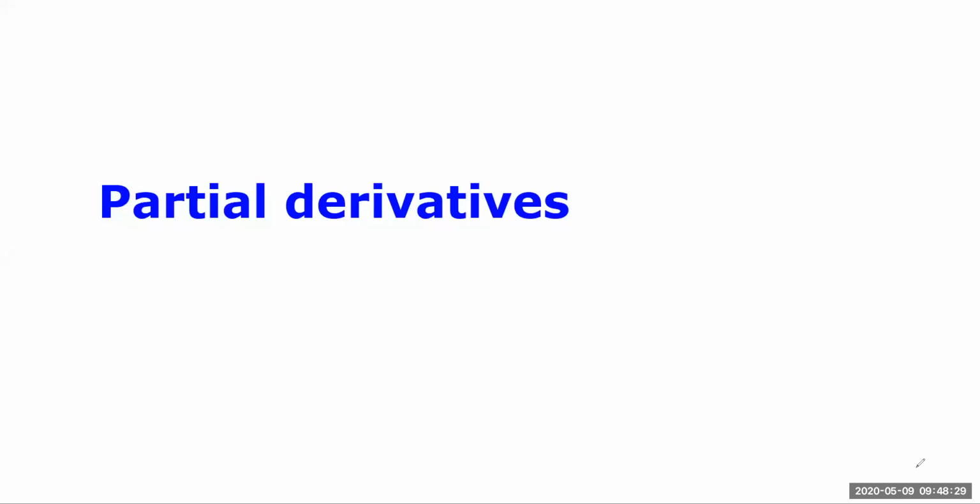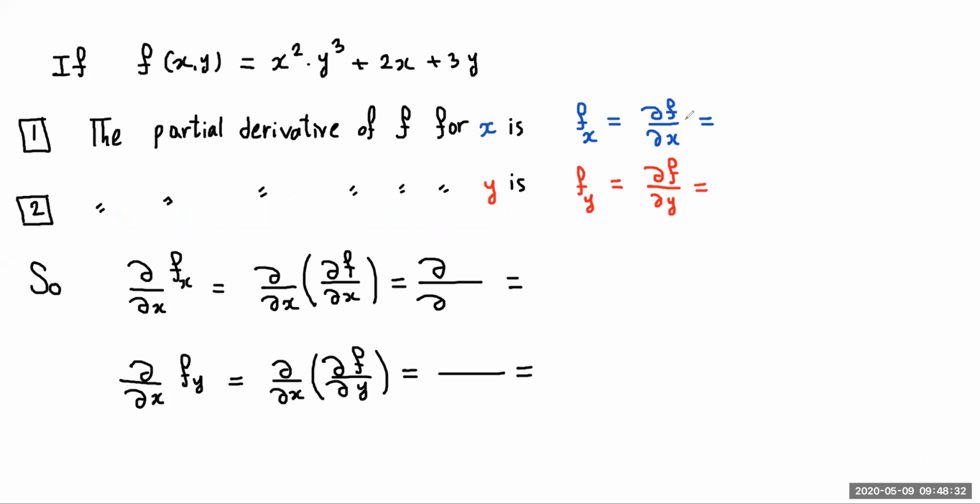Partial derivatives of a function in two variables. Let's begin by example, then we will take the general definition. So here, let's take this function f(x,y) equal x power 2 y power 3 plus 2x plus 3y. So the partial derivative of the function f for x is the derivative of this function where y is considered as constant.